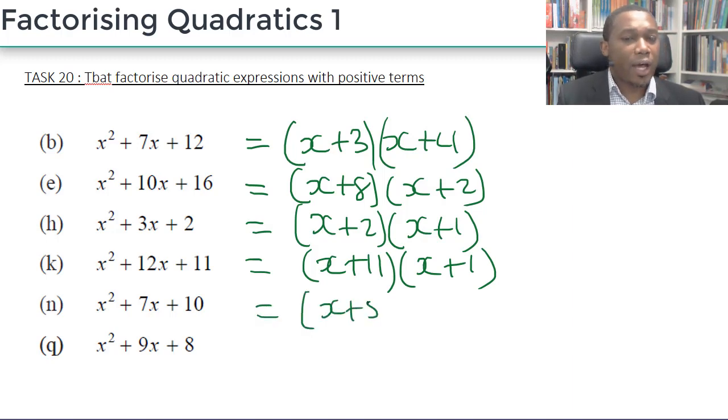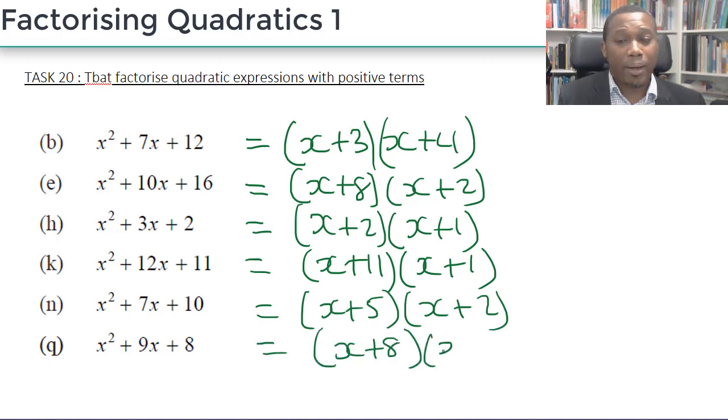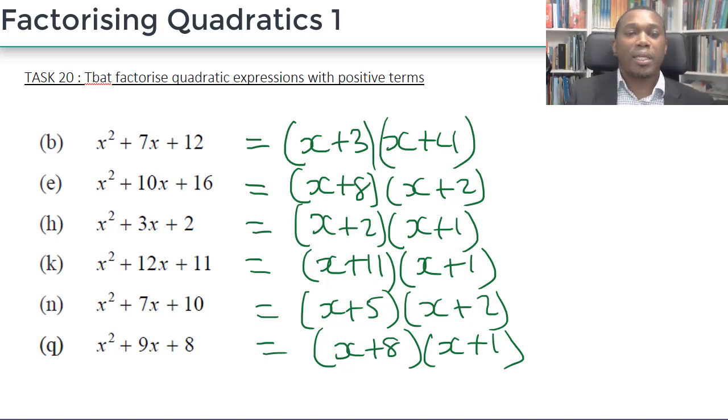X plus 5 multiplied by x plus 2, and finally x plus 8 multiplied by x plus 1. And those are the answers. What would have been brilliant is if after you did them, you expanded the brackets and checked. But those are your answers.